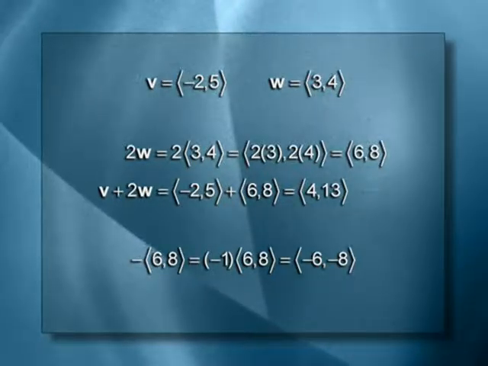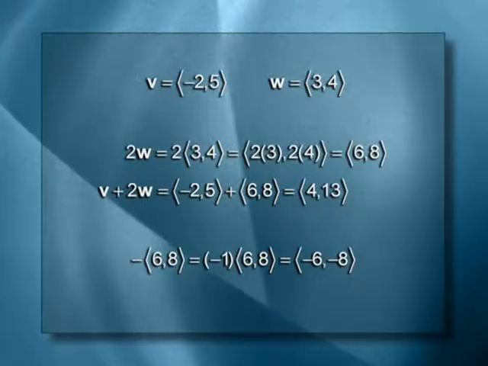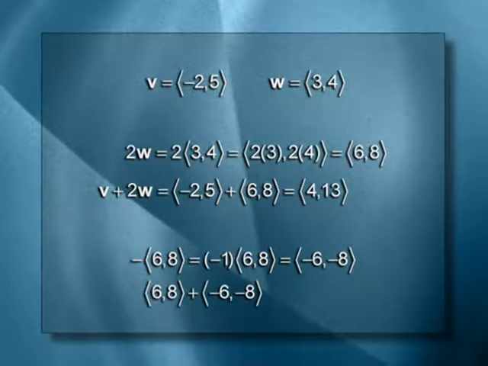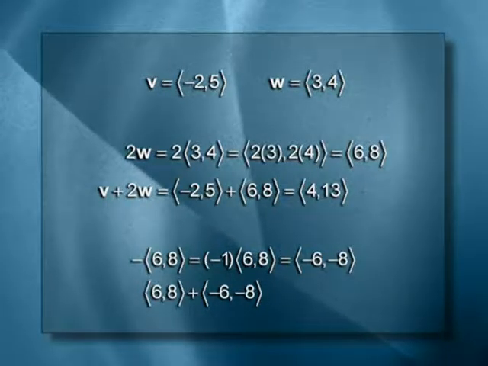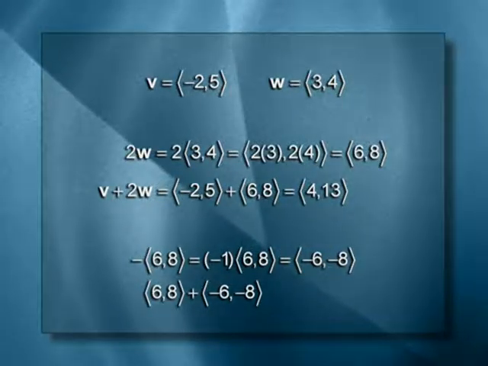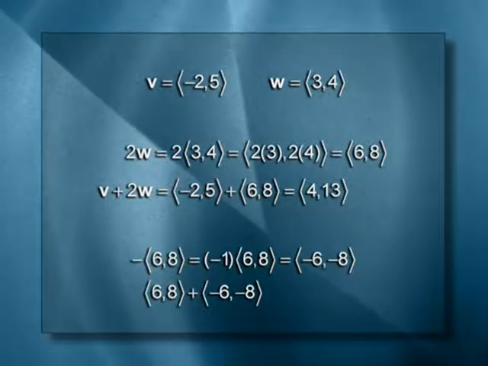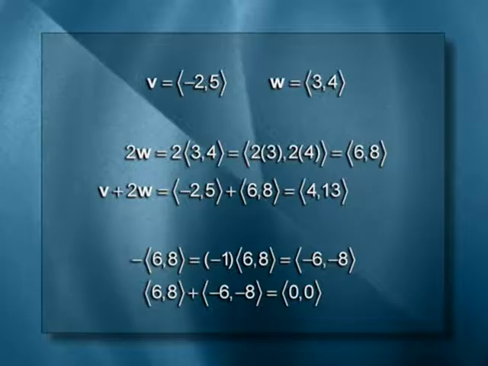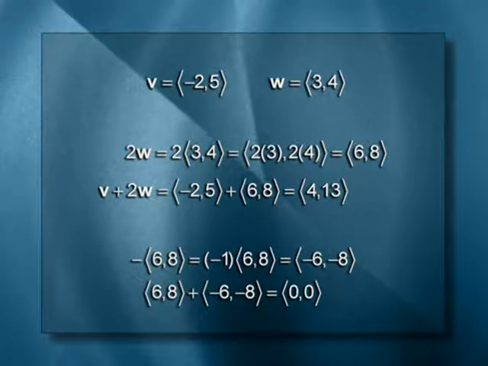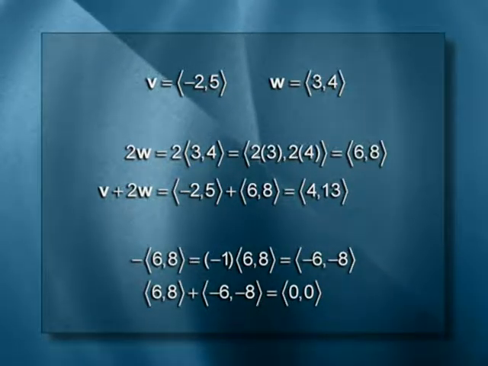That vector is the opposite direction of 6, 8. What if you were to add those two vectors together? Add 6, 8 with that new vector, minus 6, minus 8. What do you get? Right, 0, 0. In a sense, we have an additive inverse here, don't we? We've added two vectors and obtained the 0 vector.